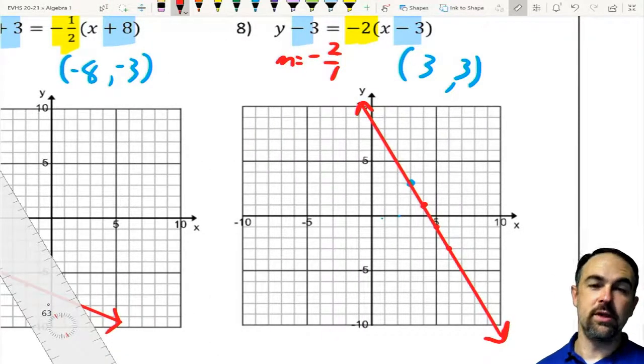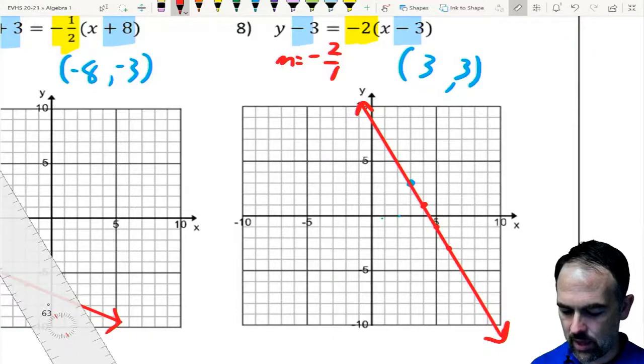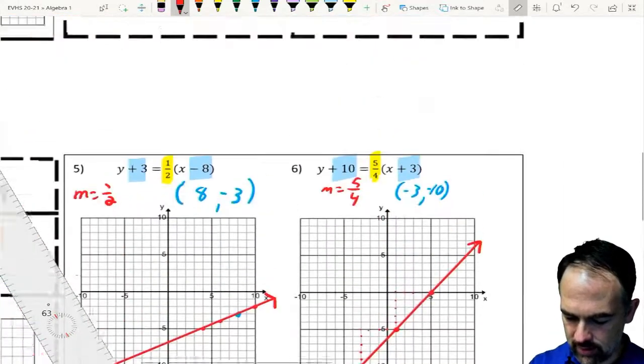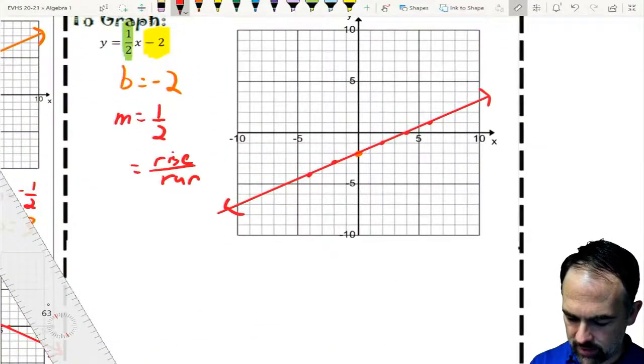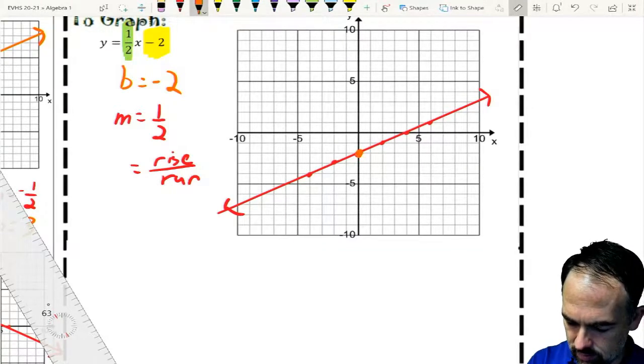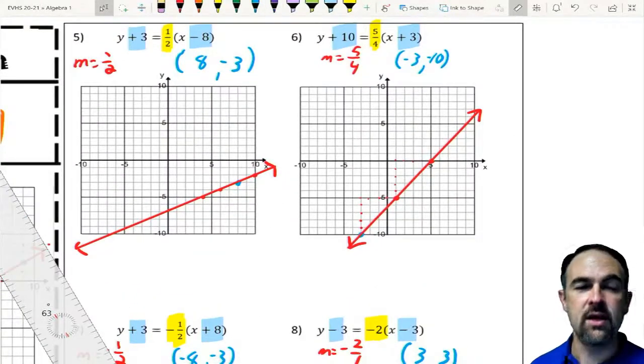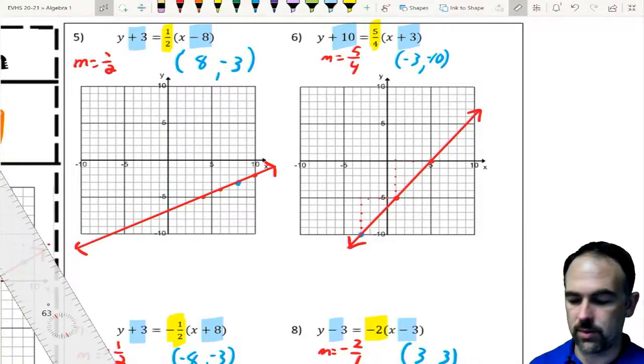So here's what I hope you're seeing on this. We're literally doing the exact same thing every time. Plot your initial point. For slope-intercept form, that's going to be a y-intercept. Up here you're plotting your y-intercept first. On point slope, it is just another point. Plot that point first, then go through and apply your slope, and you are good to go.